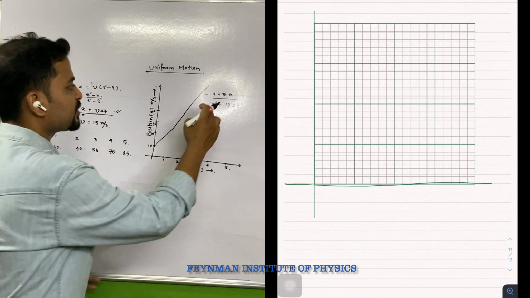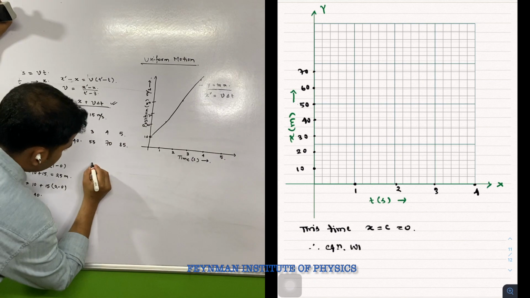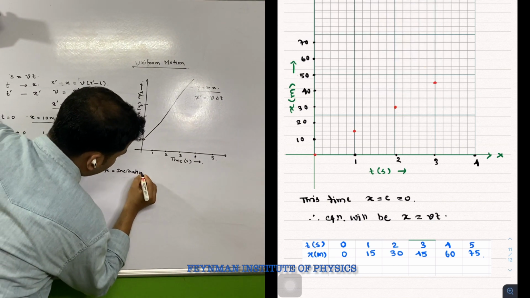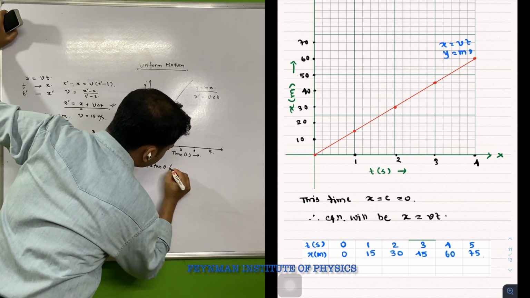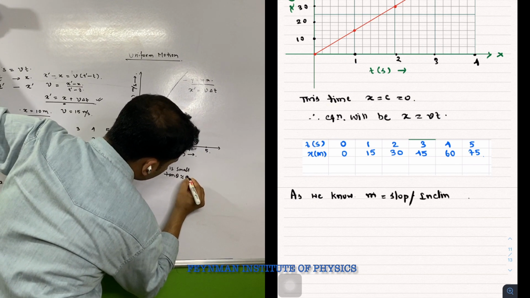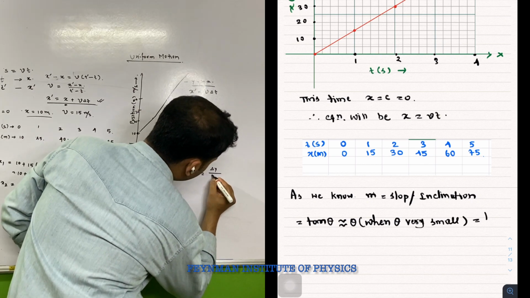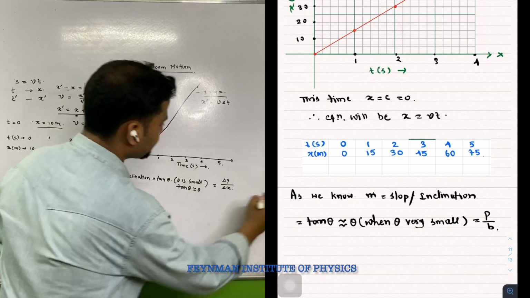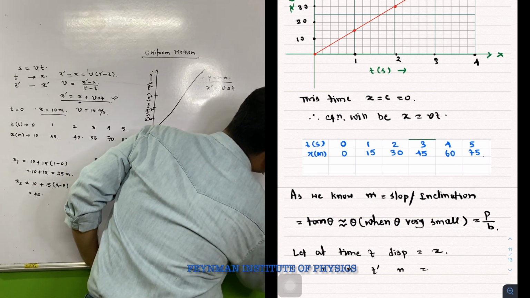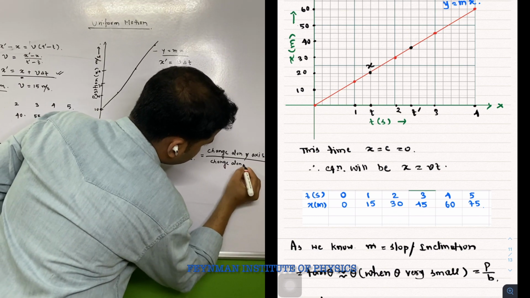Now as we know, in the equation y is equal to mx, this m is nothing but the slope, or inclination, or tan theta. We know that if theta is very small, then tan theta is nearly equal to theta, and this can be represented by y by x, that is change in the y axis by change in the x axis. So that is practically delta y by delta x: change along the y axis by change along the x axis.